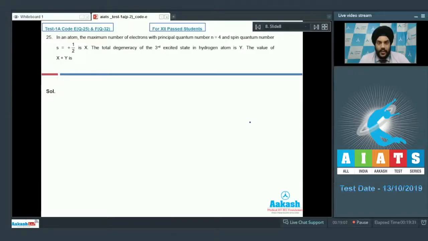Let us look at the next section, students. This section contains 8 questions. The answers to these questions are in the form of double-digit integers. Let us start with question number 25 now.